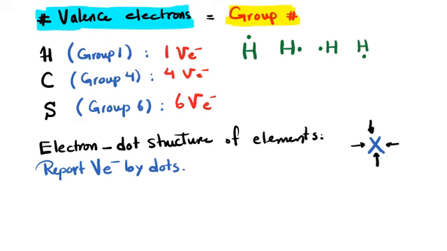How about the carbon atom? Let me draw the electron dot structure of carbon. Carbon is group number 4, so 4 valence electrons. I have to add 1 valence electron to each side. Please understand, first we need to add 1 valence electron to each side. Then, if we don't have any sides available, we are going to pair our electrons.